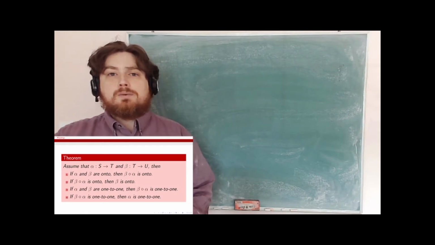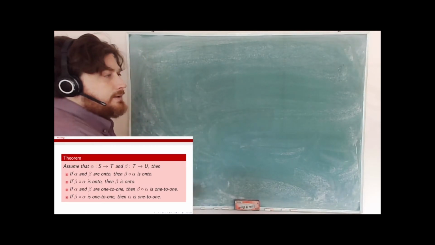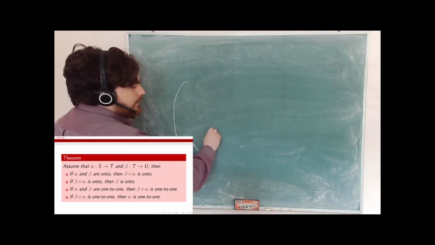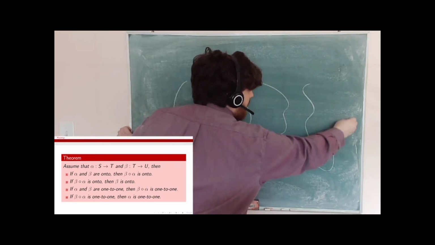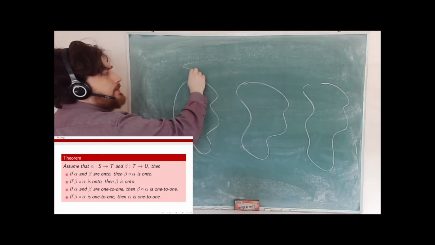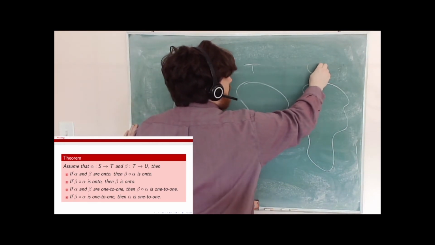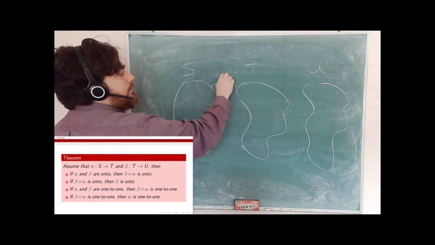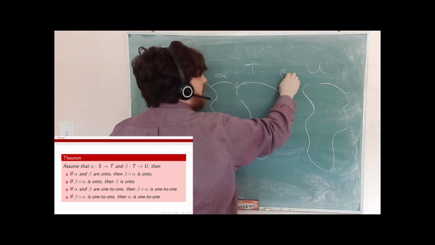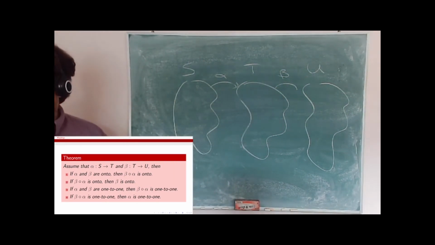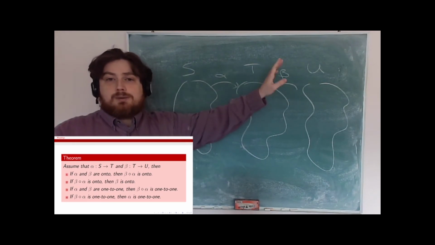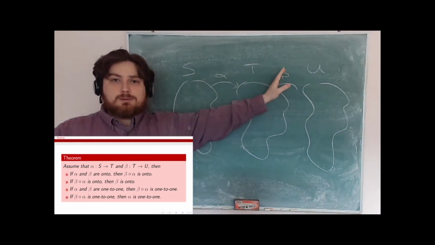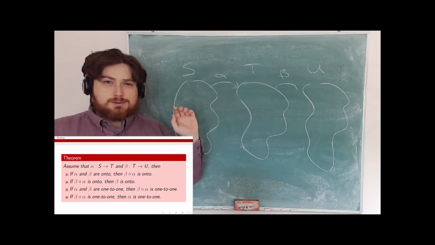Now we're going to try to prove some things here. And so I'm actually going to do these pictorially. You could follow through and do these precisely, but I want to just give an idea of what's happening. So we have S, T, and U. We have alpha. We have beta. And the first thing is that if alpha and beta are onto, I want to show that alpha composed, or beta composed with alpha is onto.